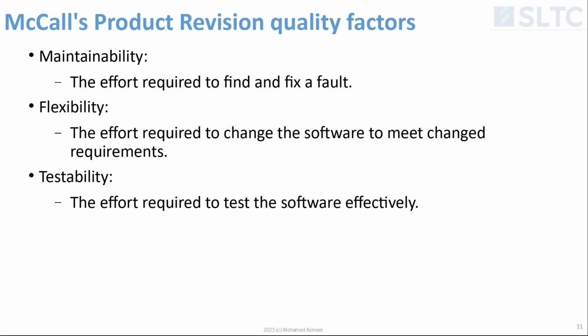Okay. So that's number one, maintainability. Number two is flexibility. What does that mean? The effort required to change the software to meet the changed requirement. Now, we talked about a couple of models, right? There is a waterfall model and there is agile model when it comes to software building.